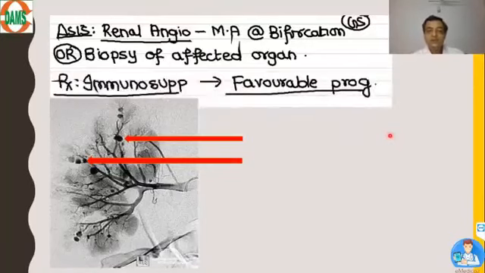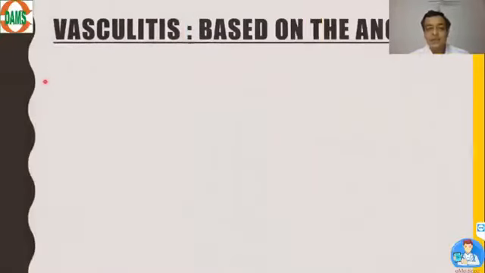Okay, so this is why after the diagnosis you start the patient on immunosuppression with good prognosis, favorable prognosis. The treatment is immunosuppression with favorable prognosis. So this is the topic of PAN.